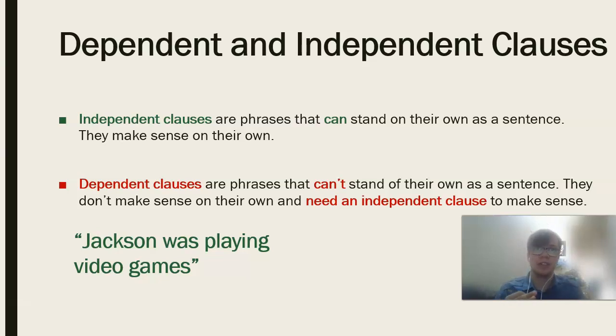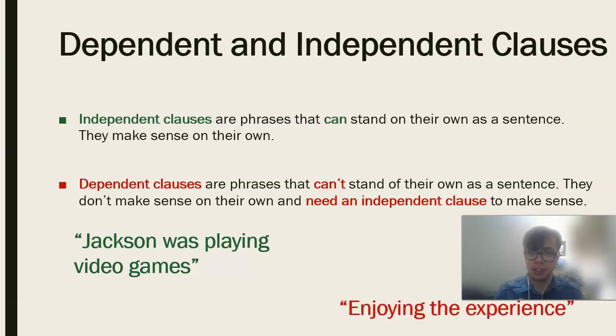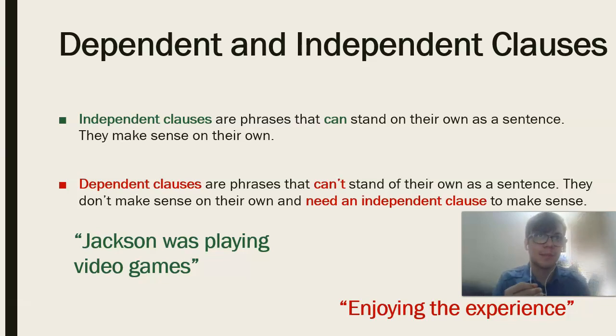A dependent clause, though, is a set of words that don't make a full sentence on their own. Say I just said, enjoying the experience. Let's hope you can see that. Enjoying the experience. By itself, it isn't a full sentence. You can't write it. You can't really say it because on its own, it doesn't mean anything.